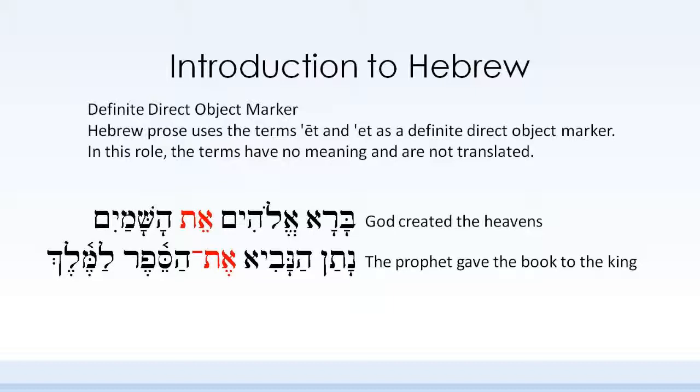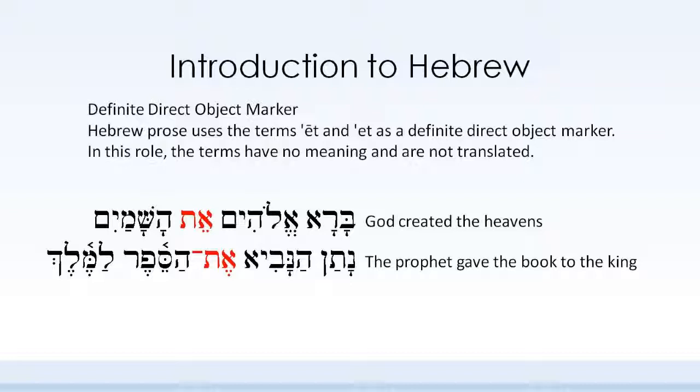Bara is the Hebrew verb created. Elohim is the subject of the sentence, and it means God. Hashamayim is the heavens. And ate functions purely as a definite direct object marker pointing to ha-shamayim.